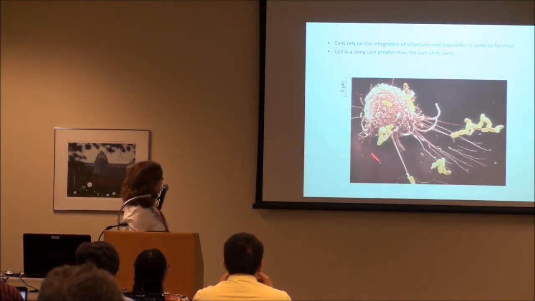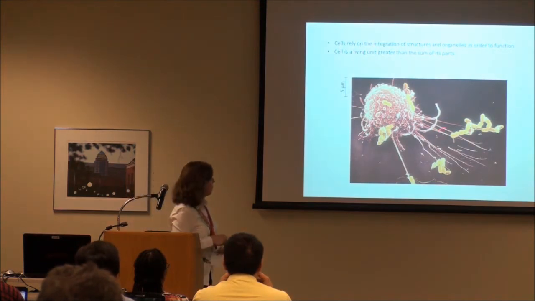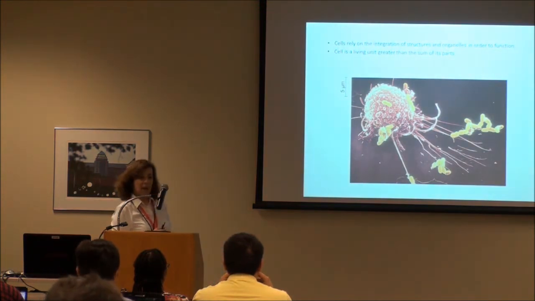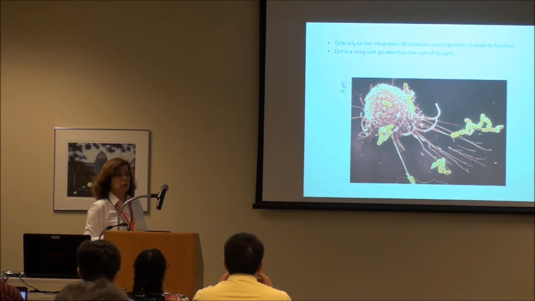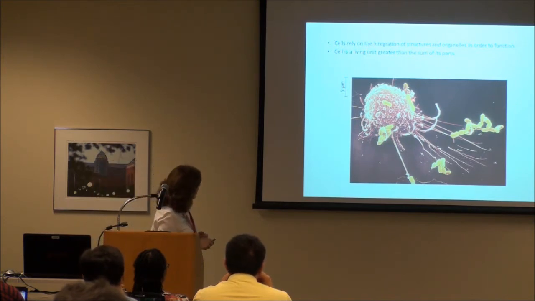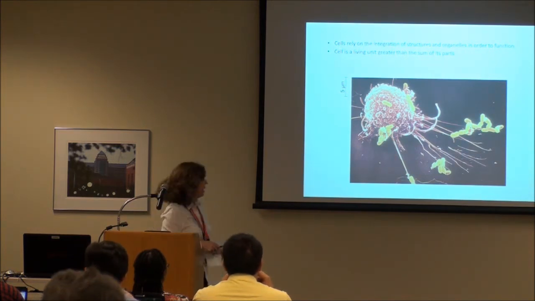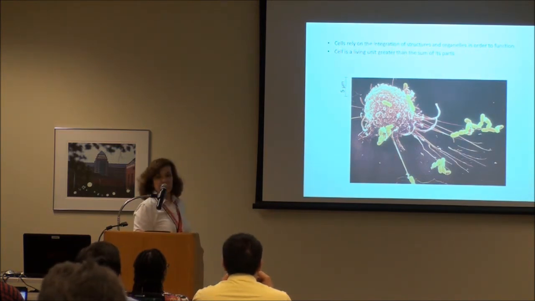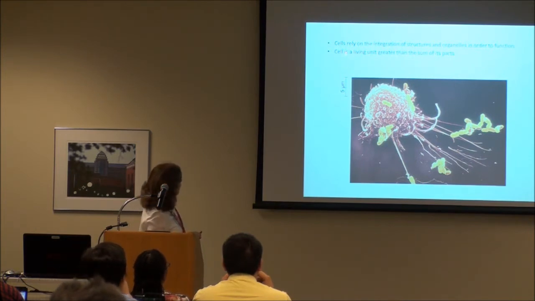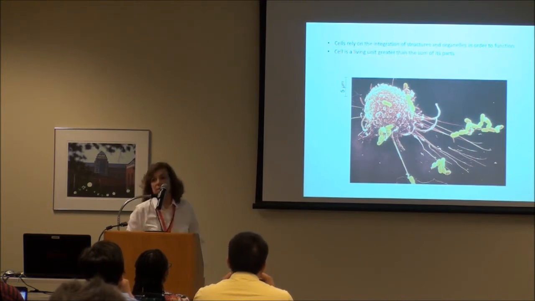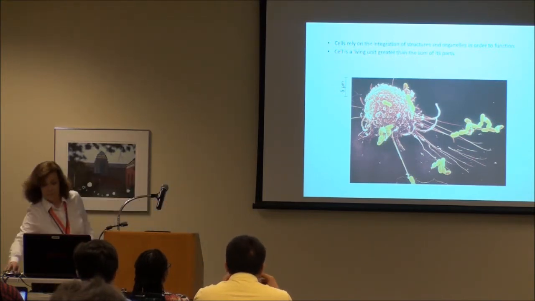So this is just one typical immune cell that belongs to the immune system. It has a very specific structure, and this is actually a lymphocyte that's going around and eating debris and viruses around your body and keeping your body clean and healthy. And this is important to remember, that a cell is a living unit that's greater than the sum of its parts.